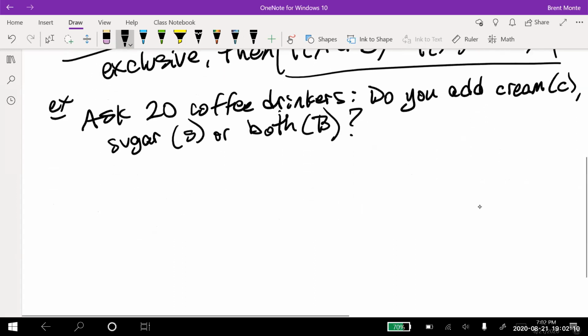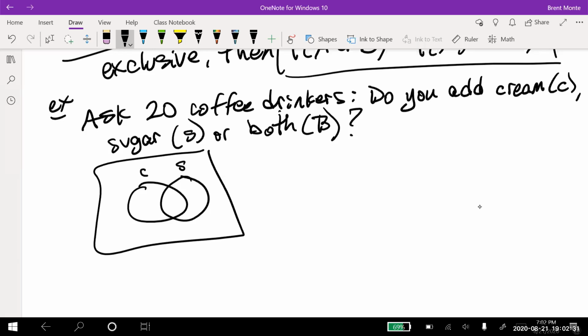Okay, so let's draw a Venn diagram. Are these going to intersect? Yes, we know they intersect because some people add both. So this will be our coffee drinkers. This is they add cream. This will be they add sugar. So this is cream, this is sugar. Now, I'm not going to do a different circle for both because remember the people that add cream and they also add sugar are in there. Where are they? They're actually right here. Those are the people that add both.